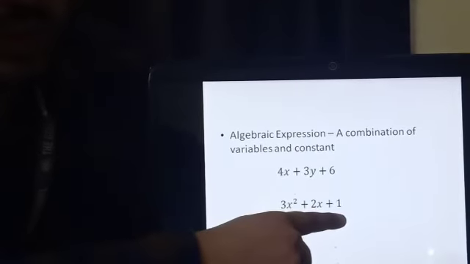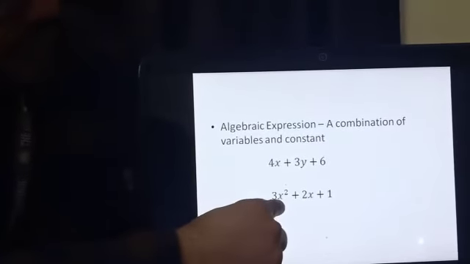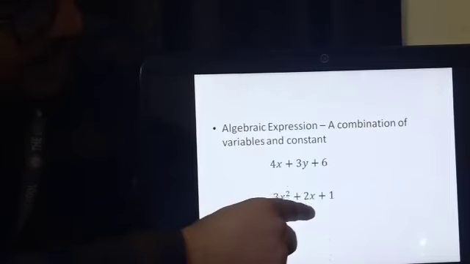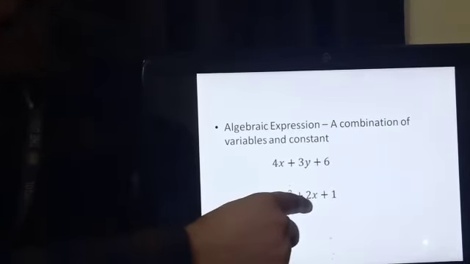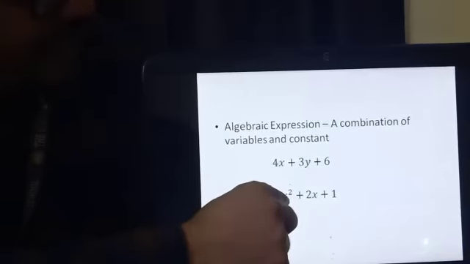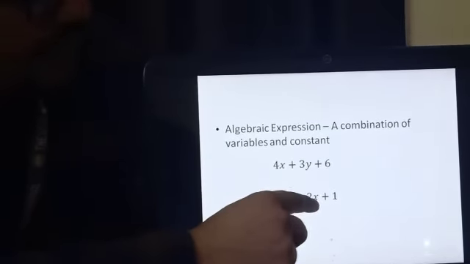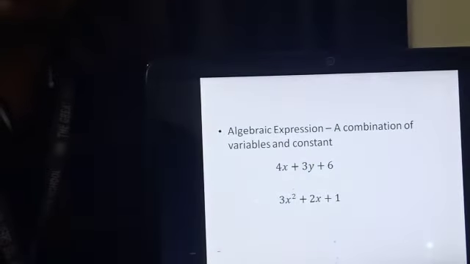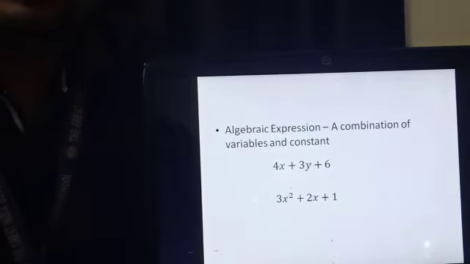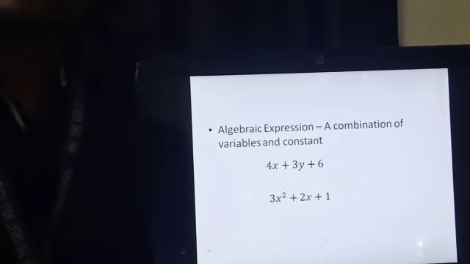2x, and the third term is a constant. In the first term, x is a variable and the coefficient of x is 3. In the second term, again the x variable is there. What is the coefficient of x? 2. And notice one important thing: what is the power of x here? 2. What is the power of x here? 1. So the power may be anything. Power may be 1, 2, or 3, but in a polynomial, power is always positive, and that power is called an exponent.